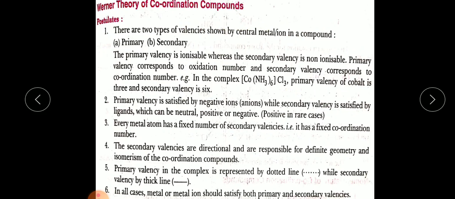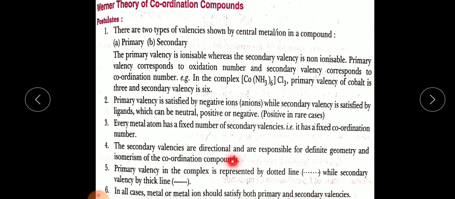Next is Werner theory of coordination compounds. According to this theory, there are two types of valences shown by the central metal atom or ion in a compound. One is primary valency and the other is secondary valency. The primary valency is ionizable, whereas the secondary valency is non-ionizable. Primary valency corresponds to oxidation number and secondary valency corresponds to coordination number. So in this complex, the primary valency of cobalt is 3 and the secondary valency is 6. Okay. Next, primary valency is satisfied by negative ions or anions, while secondary valency is satisfied by ligands. So primary valency is satisfied by whatever negative ions are there, and secondary valency by the ligands, which can be neutral, positive or negative. Next, every metal atom has a fixed number of secondary valences, that is, it has a fixed coordination number.